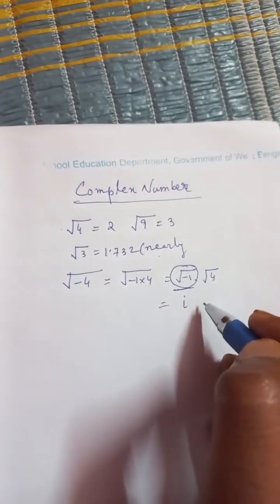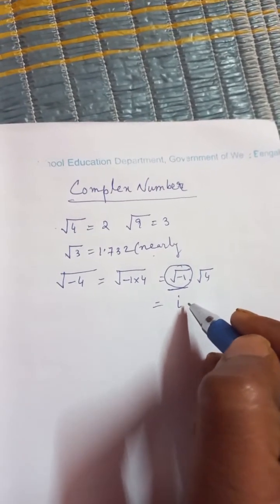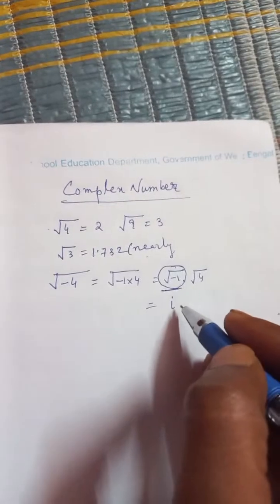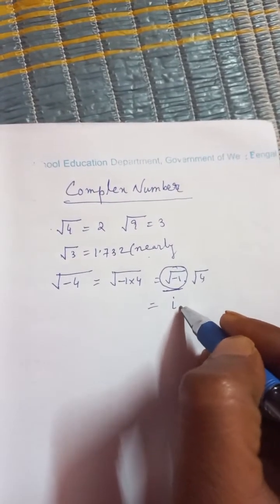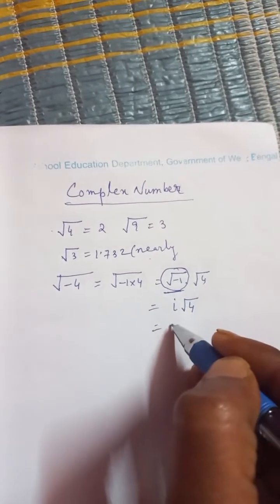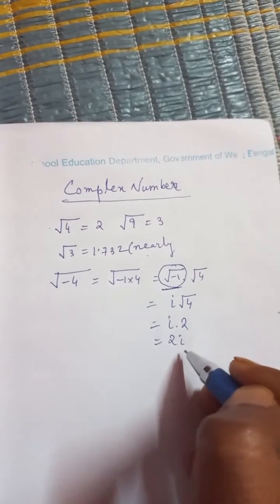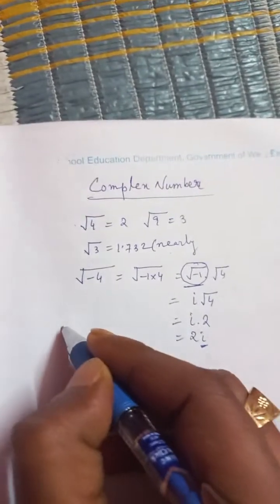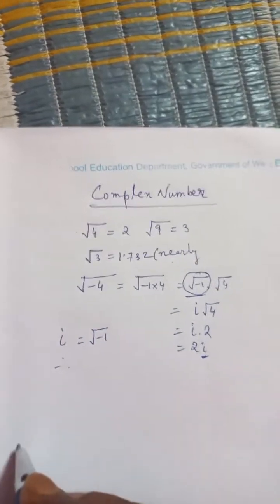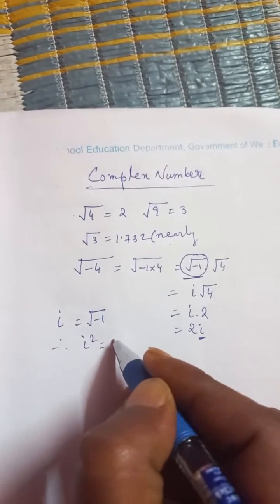These numbers do not belong to the real numbers, but to the imaginary numbers, which belong to the complex numbers. This will be iota 2 or 2 iota. So the value of iota we have taken is root over -1, so iota is equal to root of -1.